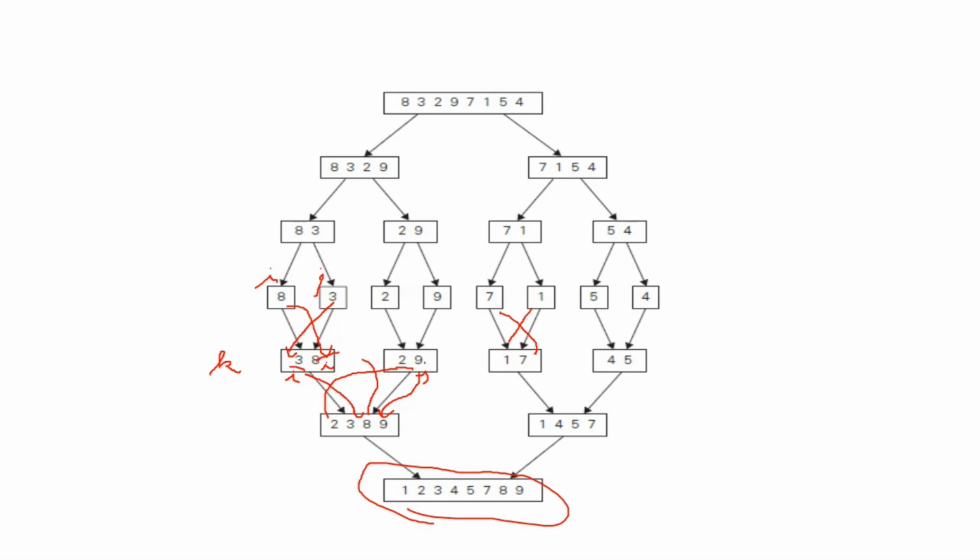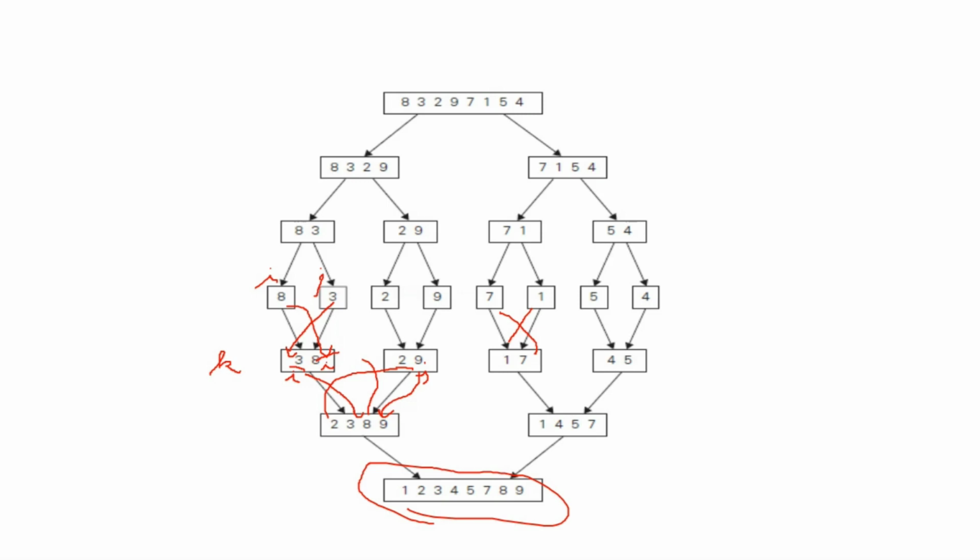How do we do that to get the resulting array? We need an index I and there is an index j, and this resulting array will have a pointer k. So B of I is compared with C of j. Now in this case 8 is greater than 3, so 3 needs to be copied first. So 3 is being copied into the resulting array, k is incremented and j is also incremented.